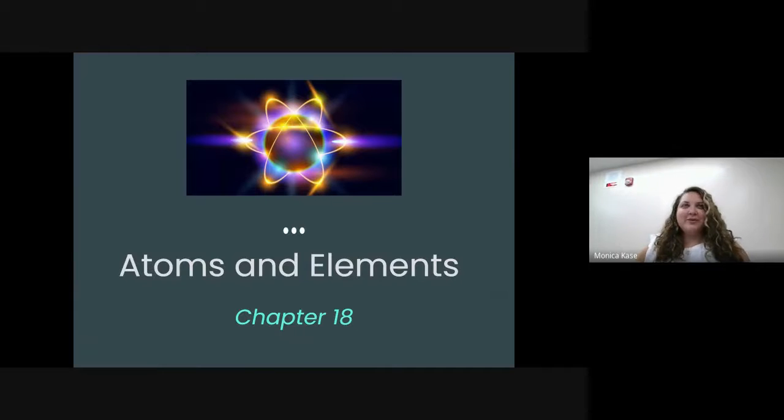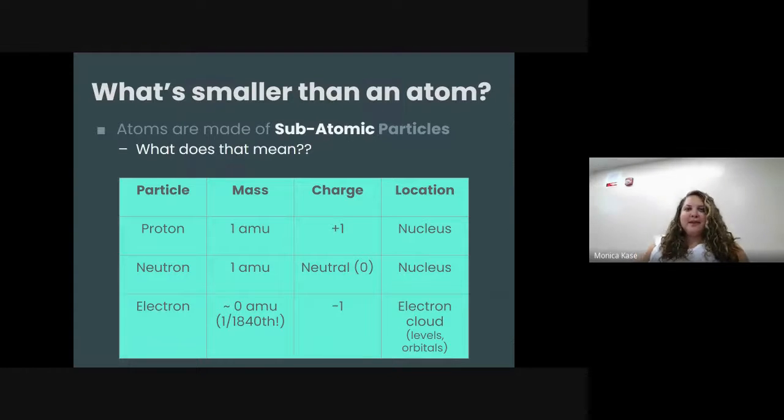We are starting with atoms and elements as our first unit. So some basics. Atoms are made up of subatomic particles. So what does that mean? It's made up of protons, neutrons, and electrons.